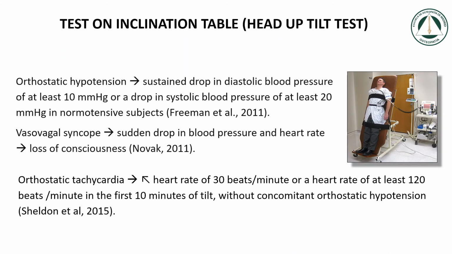Test on inclination table, head-up tilt test. Orthostatic hypotension is defined as a sustained drop in diastolic blood pressure of at least 10 mm of mercury, or a drop in systolic blood pressure of at least 20 mm of mercury in normotensive subjects. Vasovagal syncope is defined as a sudden drop in blood pressure and heart rate, along with loss of consciousness.